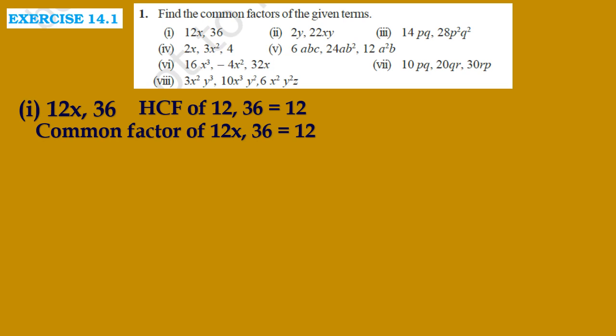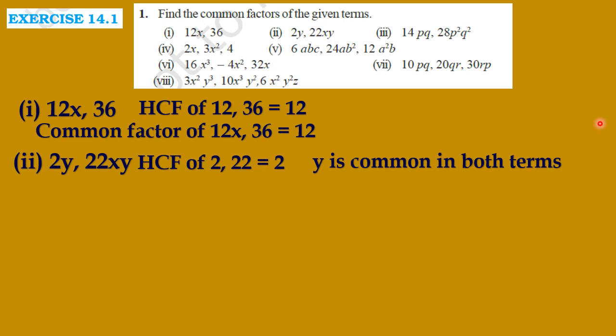Now question 2, 2y, 22xy. So first we have to take the HCF of the coefficients. So 2 and 22 coefficients, their HCF is 2. And in both the terms, we can see y here. So y also common. So what is the common factor then? 2 and y. So 2y is the common factor.